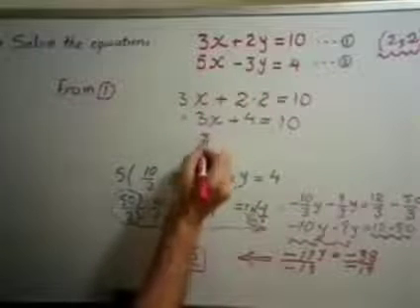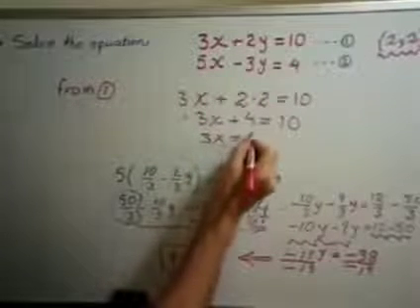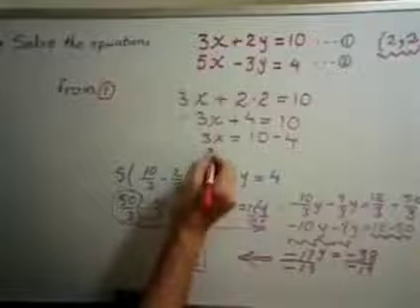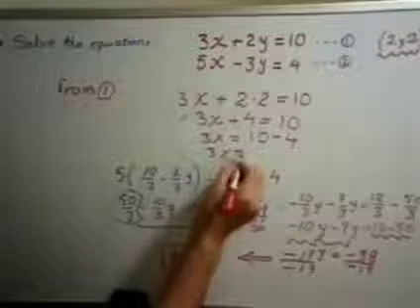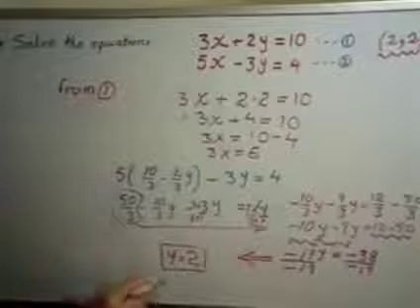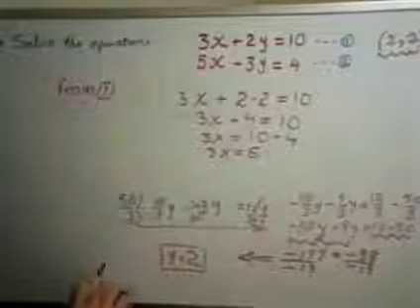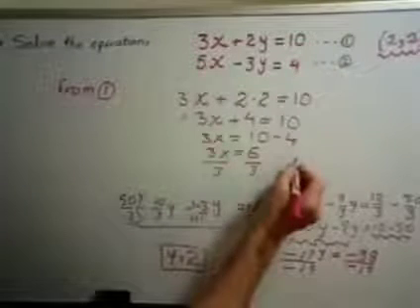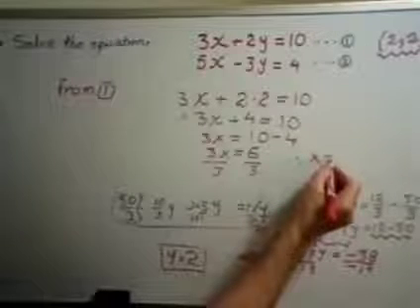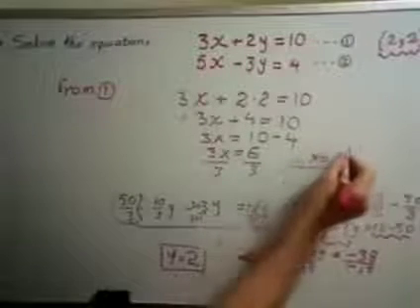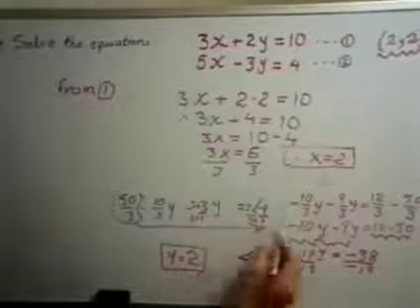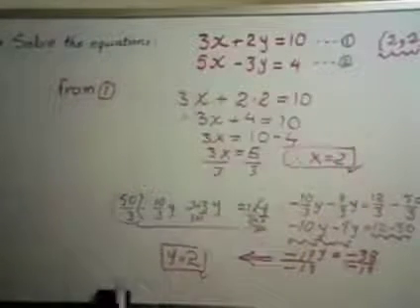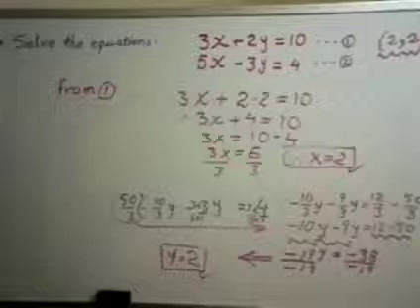Then 3x is equal 10 minus 4, which means 3x is equal 6, and by dividing on 3 both sides, we will get the value of x. X is equal to 2. So we got value of y and value of x, so the solution is 2 and 2, as we got in the first way of solving the problems. Okay?